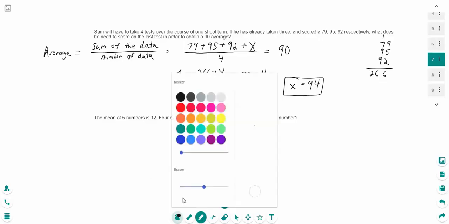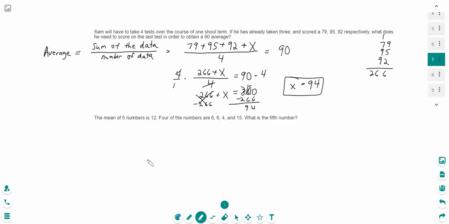All right, so let's do this one together. What do we have? The mean. So the mean is the average. And we want that mean, that average, to equal 12. Okay? How do we find the average? Well, it's going to be a division problem. It's the sum of all the data. What is all the data? It's an 8 plus a 6 plus a 4 plus a 15.